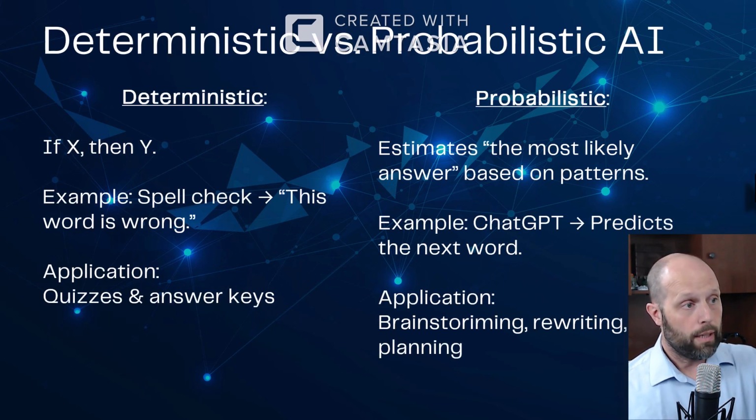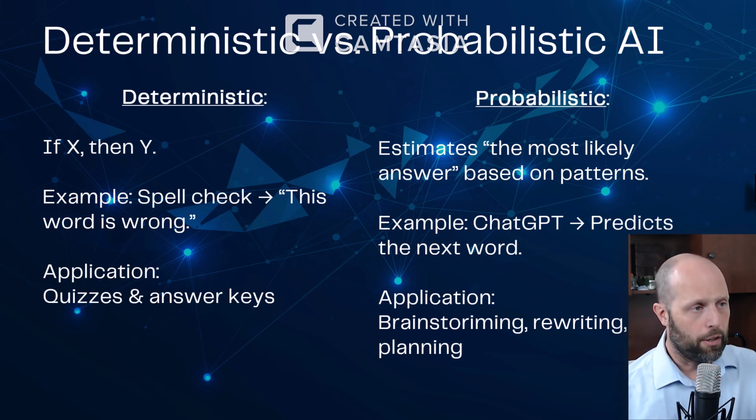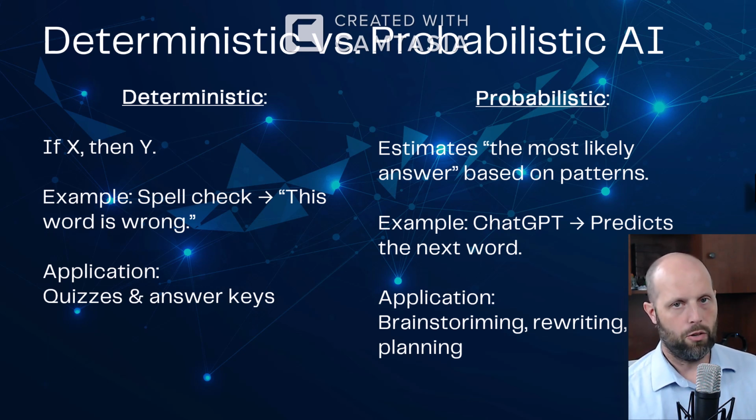Let's dive a little deeper into the deterministic and probabilistic models. Like we talked about, on the deterministic side, if X occurs, then the computer will produce Y as an output. There are a lot of lines of code involved in that, trying to put into the computer all of the potential inputs so that it knows what outputs to produce later.